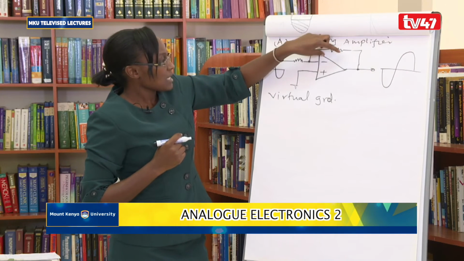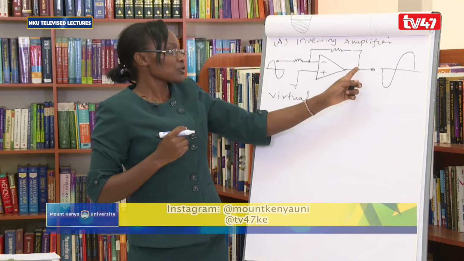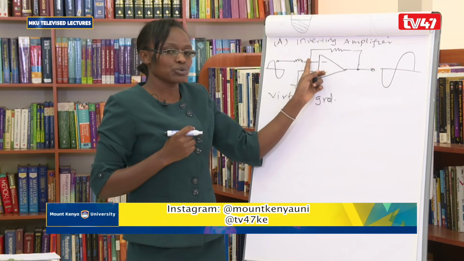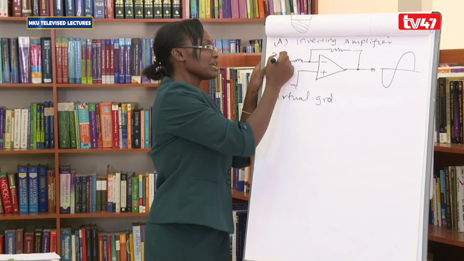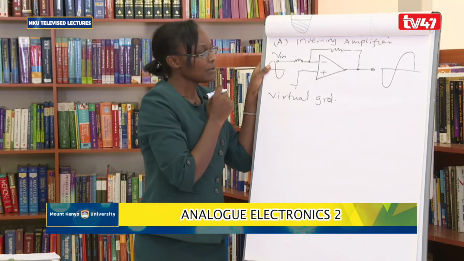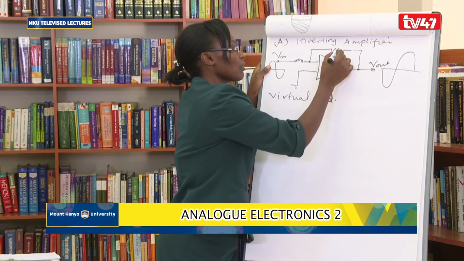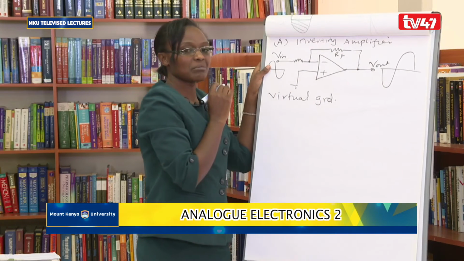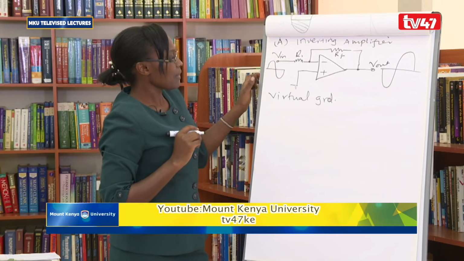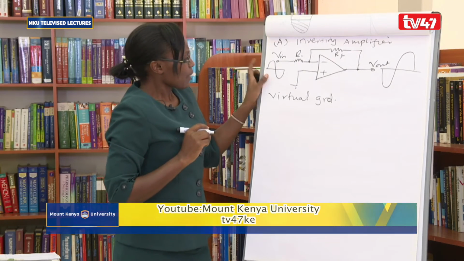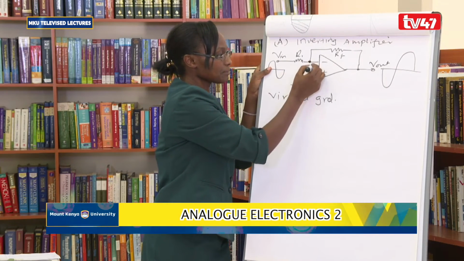Now, this is negative feedback, and it means that you take a fraction of the output and take it back to the input here. So we are having V in as our input voltage here. Let's assume this is our V out. We call this our RF, the feedback resistor RF, then R1 here at the input.